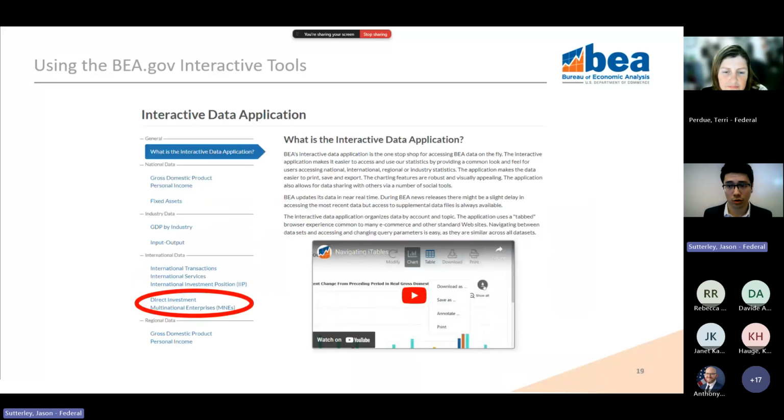After selecting interactive data, users are greeted with the options for categories of our data. As on the section sheet for the new foreign direct investment data, which we went over earlier, I'm just going to showcase that data. So we're going to take a look at how to look at that data set. You'll select direct investment and multinational enterprises there.